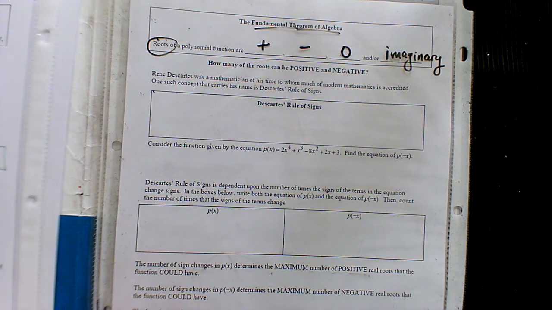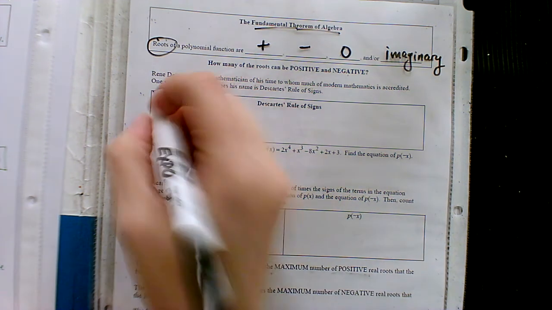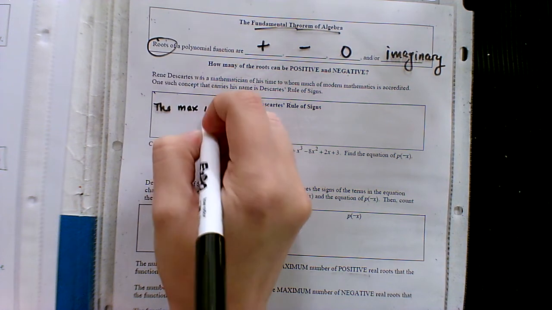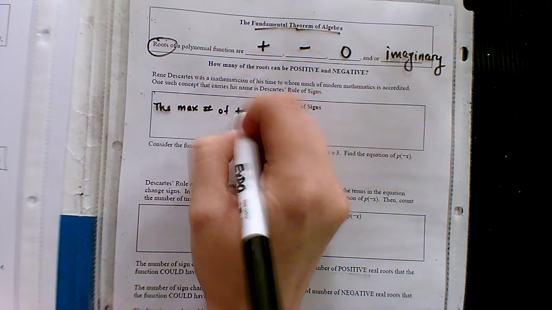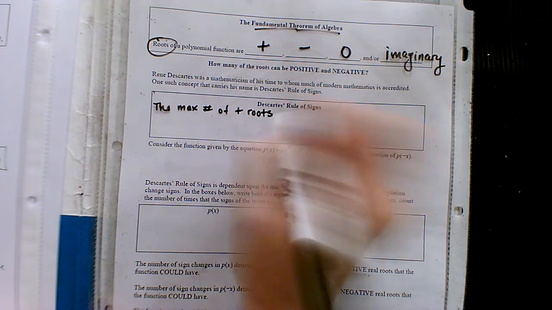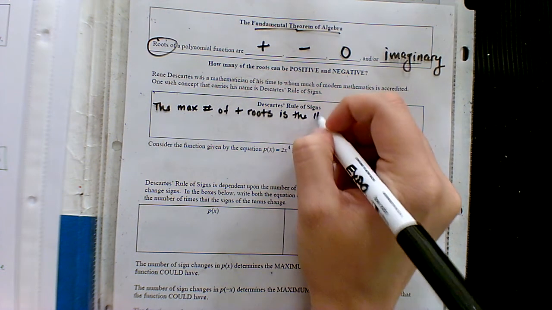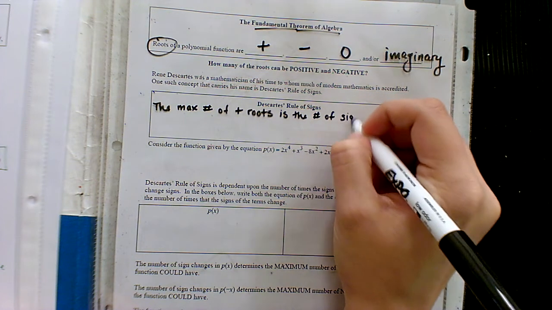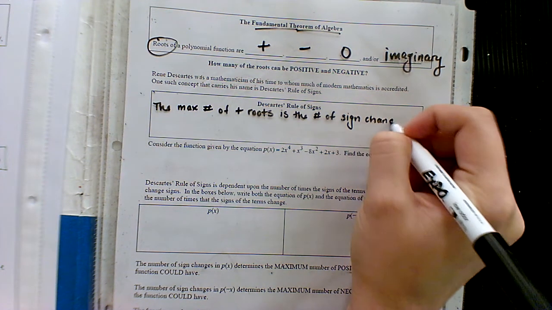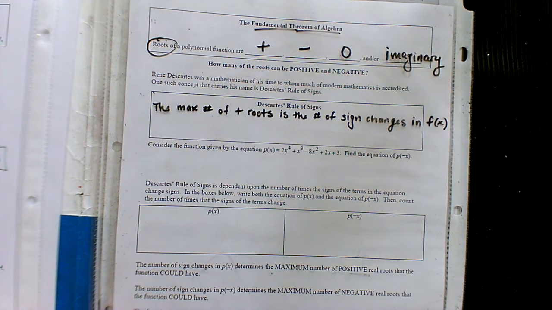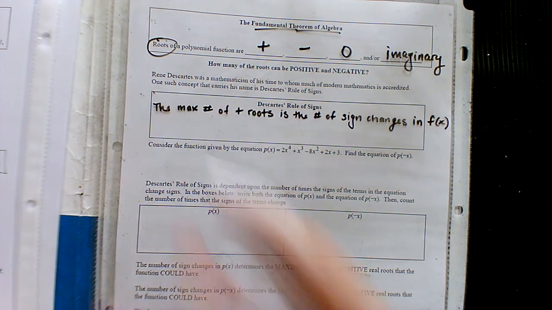All right, so I'm going to write down Descartes' rule of signs. You just copy it down and then we're going to look at it a little bit further. So Descartes' rule of signs tells us that the maximum number of positive x-intercepts or roots is the number of sign changes in the f of x function. Okay, the original function you start with.